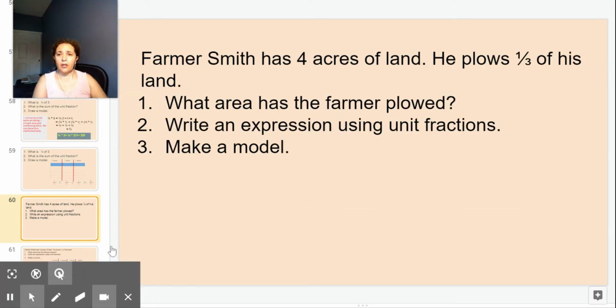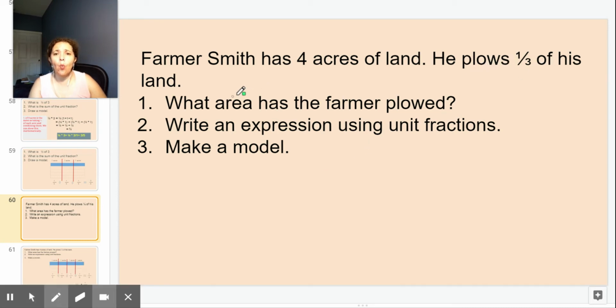Okay, let's take a look at another one. Farmer Smith has 4 acres of land. So he has 4 acres of land. He plows 1/3 of his land. What area has the farmer plowed? Write an expression using unit fractions and make a model. So let's take a look at that.